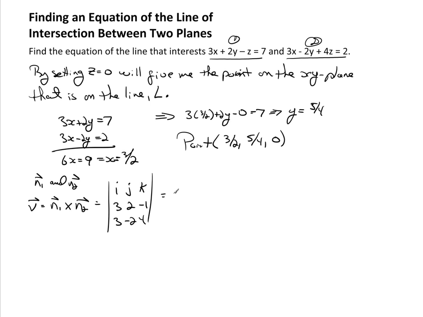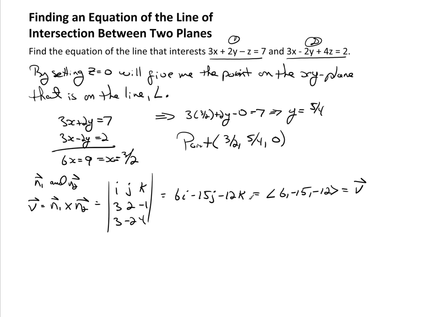And see, that's going to be 8 minus 2, so I'm going to have 6i. Minus 12 plus 3, so it's going to be 15j. Plus negative 6 minus 6, that's minus 12k. So in other words, I'm going to have this vector 6, negative 15, negative 12. That's my vector v. It's my direction vector. So I have my direction vector.